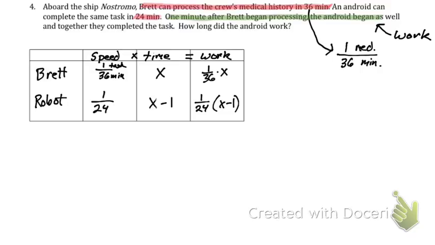Well, however much work Brett does, plus however much the android does, when combined, they have to equal one task complete, one medical record. So our equation for this one is going to be 1 over 36 times x, so the amount of work Brett does, plus the amount of work the robot does, is going to equal 1 medical history. So it's just one of those medical histories.